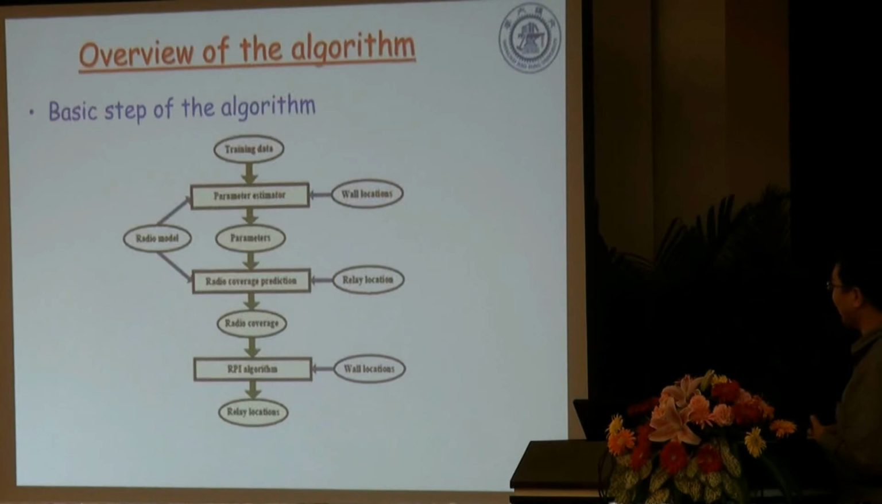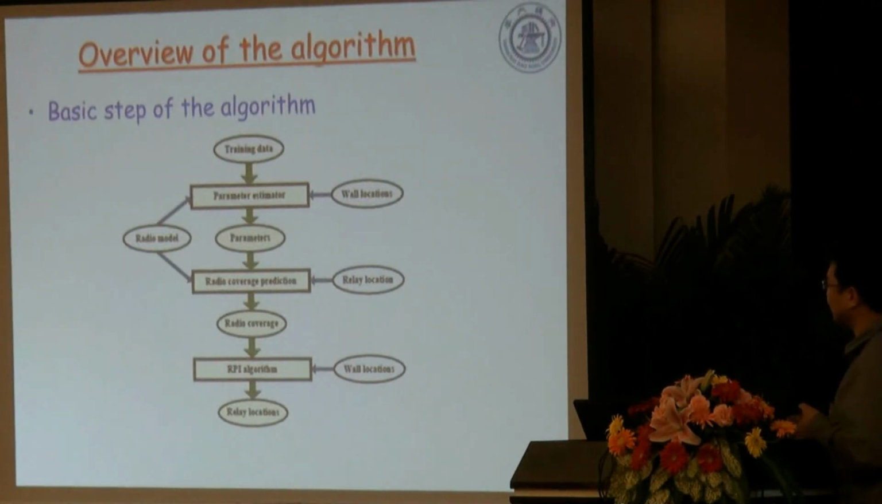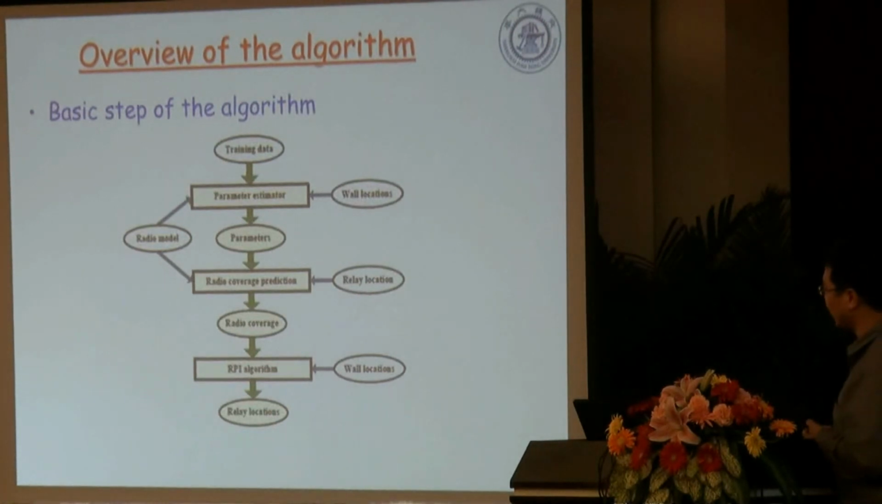Next, I present our algorithm. The algorithm has the main steps shown in the figure. First, we collect the training data in order to estimate the essential parameters of the propagation model. Second, we consider a set of candidate relay locations and estimate the propagation model and the coverage at these points, or of the whole region. Next, we devise an algorithm, which we call the RPI algorithm, to select the minimum set from the candidate locations.